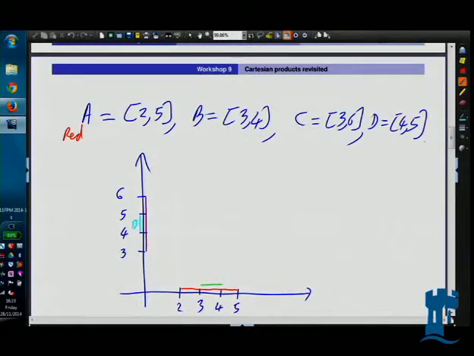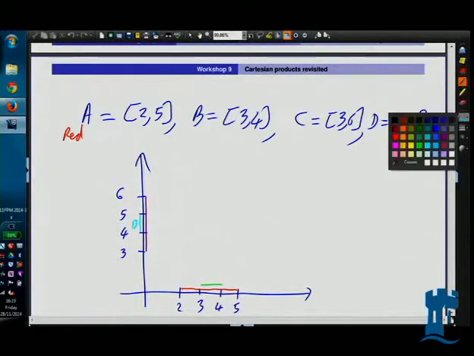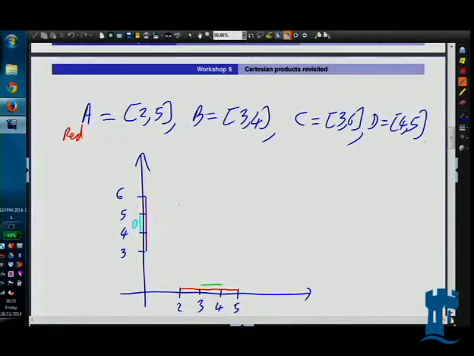So A cross C is quite big. A cross C is this big thing. This is A cross C. And the other one, the B cross D, is in here. And A cross C take away B cross D gives you the four quarter bits.